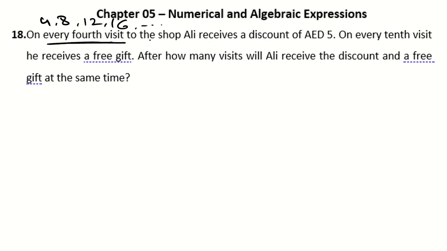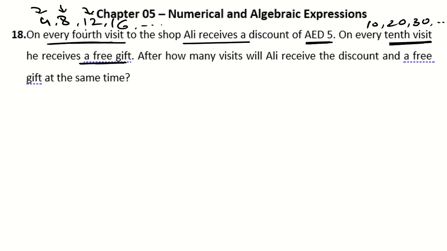On every fourth visit to the shop, Ali receives a discount of 5 dirham, okay, on every fourth visit. So when he goes the fourth time, then he will get a discount of 5 dirham. When he goes the eighth time, again he will get a discount of 5 dirham. 12th time, again he will get a discount of 5 dirham, like this, okay. On every 10th visit, he receives a free gift. 10th visit means 10, 20, 30, like this. Okay. So he receives a free gift.